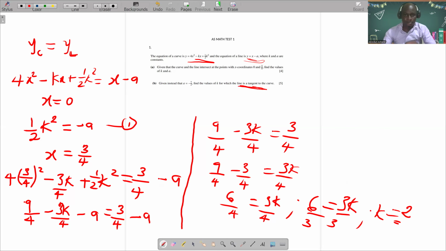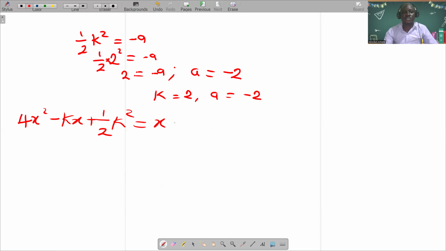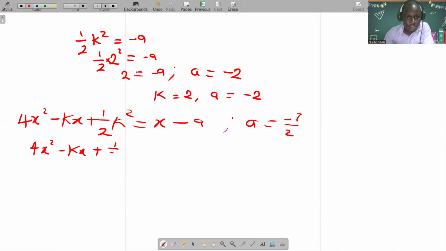And from there, don't forget our equation of intersection: 4x squared minus kx plus half k squared equals x minus a. Now, when we say a equals minus 7 over 2, that means we are saying 4x squared minus kx plus half k squared equals x, which now becomes plus 7 over 2.